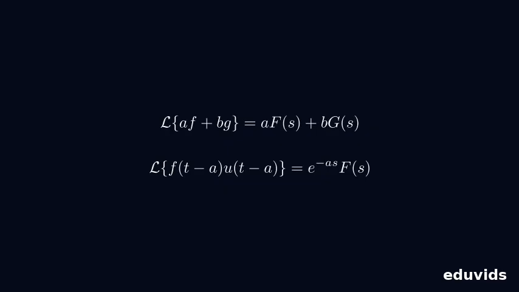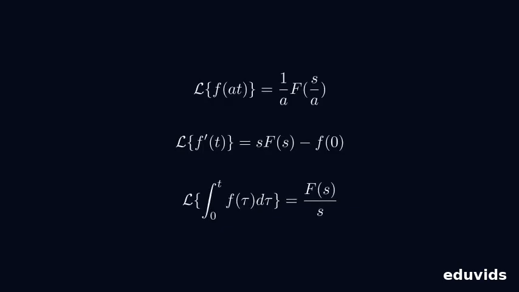Linearity: the transform of a sum equals the sum of transforms. Time shifting: delaying by a constant a multiplies the transform by an exponential. Scaling stretches the s variable. Differentiation in time becomes multiplication by s minus the initial value, and integration becomes division by s.